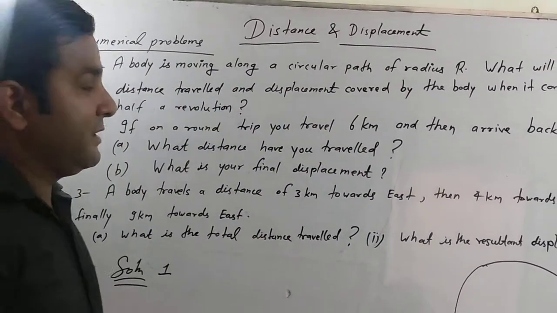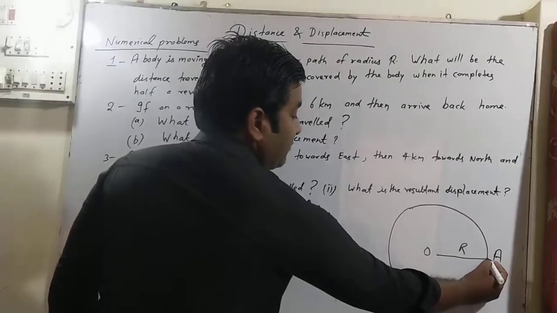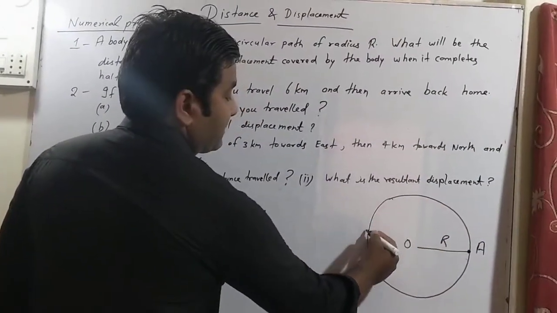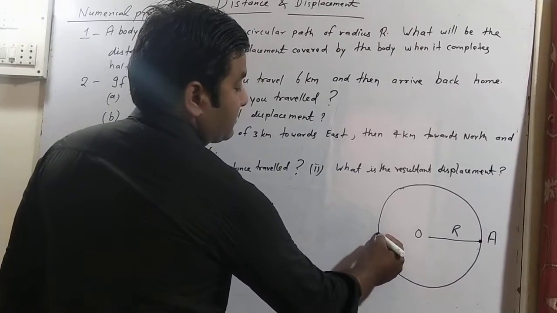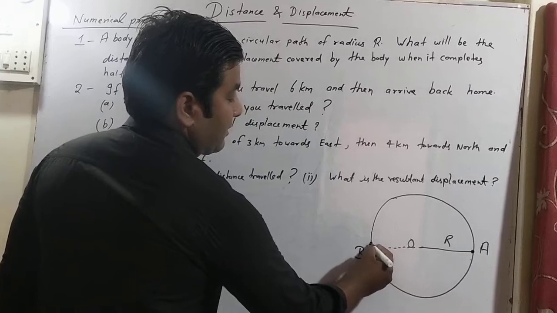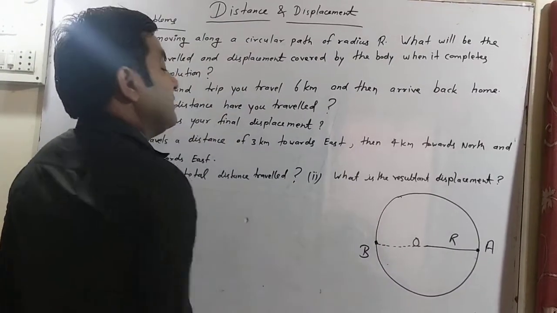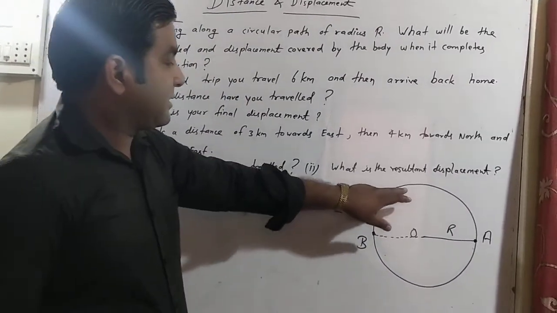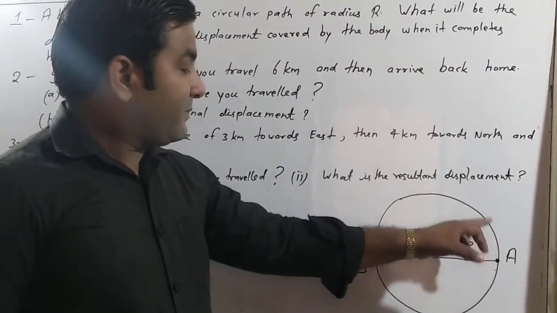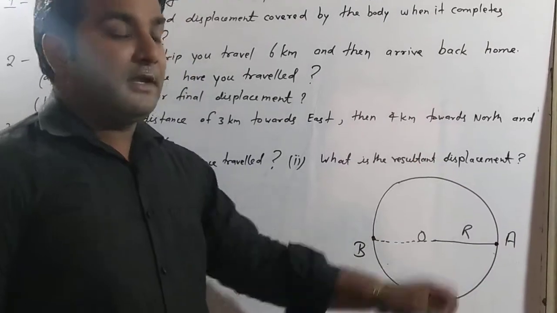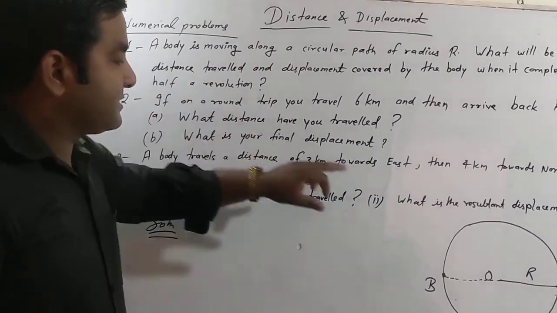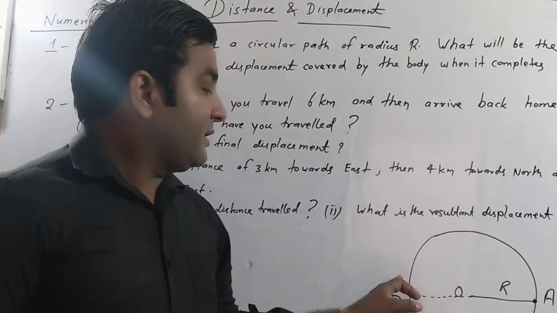Half a revolution means that is, if starting from point A, then after covering distance the body reaches point B. This is half the distance covered by one revolution. Whenever it completes one revolution, that is from A to B and further B to A. So here half a revolution means starting from A and up to B.